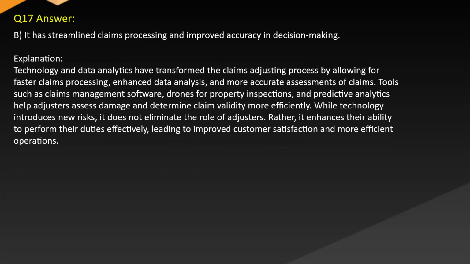Answer. B. It has streamlined claims processing and improved accuracy in decision-making. Explanation. Technology and data analytics have transformed the claims adjusting process by allowing for faster claims processing, enhanced data analysis, and more accurate assessments of claims. Tools such as claims management software, drones for property inspections, and predictive analytics help adjusters assess damage and determine claim validity more efficiently. While technology introduces new risks, it does not eliminate the role of adjusters. Rather, it enhances their ability to perform their duties effectively, leading to improved customer satisfaction and more efficient operations.